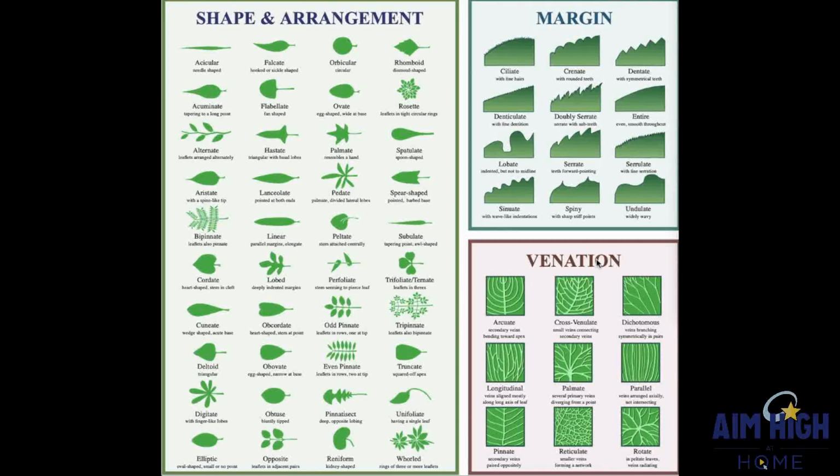Finally, venation is the pattern of the veins on a leaf. The veins you see in leaves spread water and nutrients throughout the leaf. Leaves have unique vein patterns. The 2 most common are pinnate and palmate.